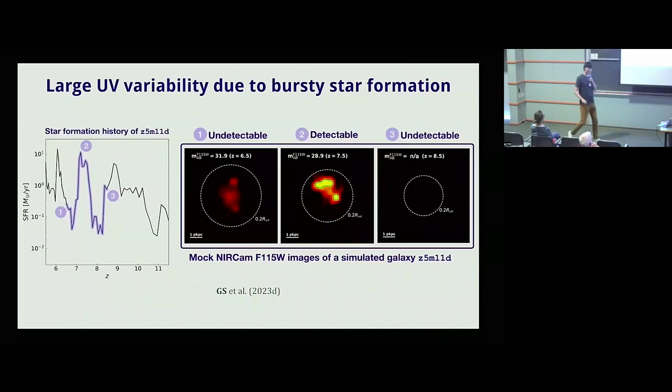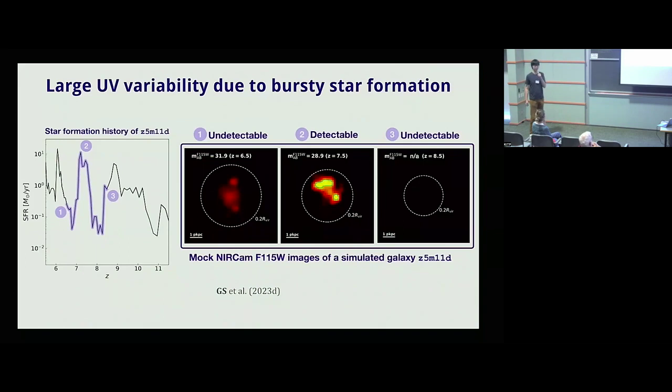So basically, using a suite of high-z FIRE-2 simulations, we're looking into the UV variability of galaxies at cosmic dawn due to bursty star formation, and we want to know how this may be related to the observed abundance of UV bright galaxies at cosmic dawn.